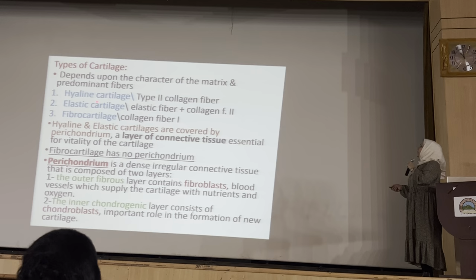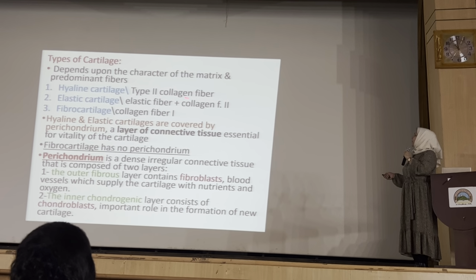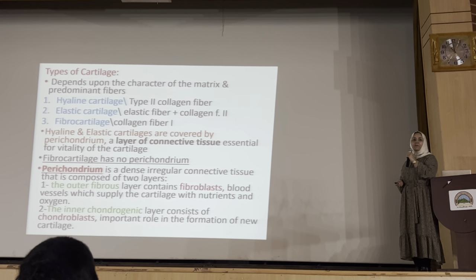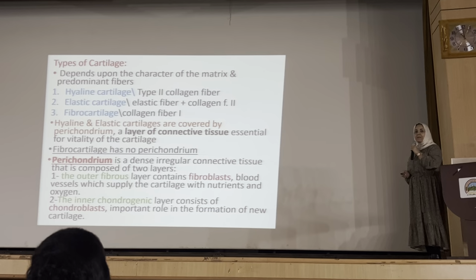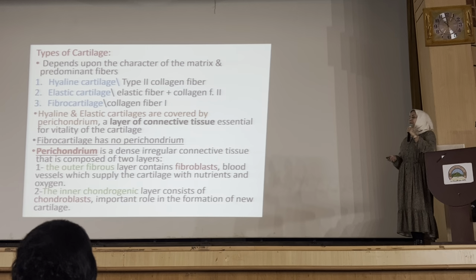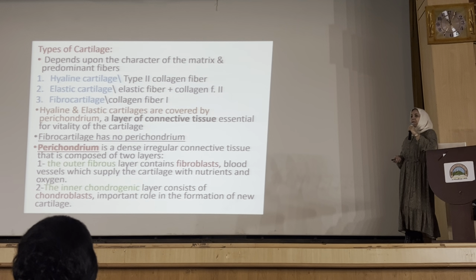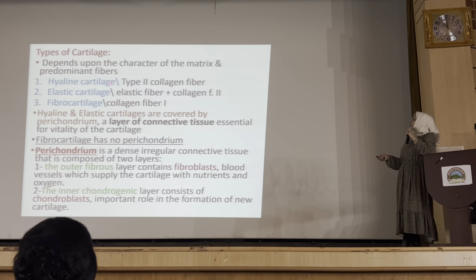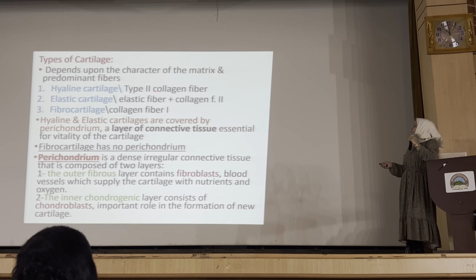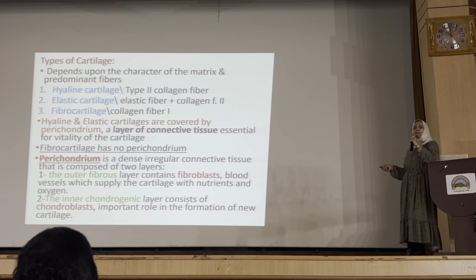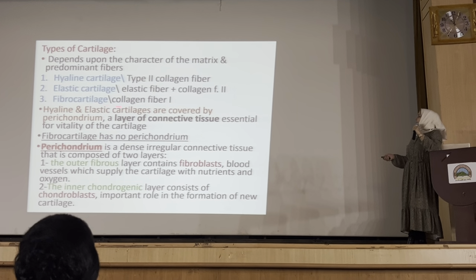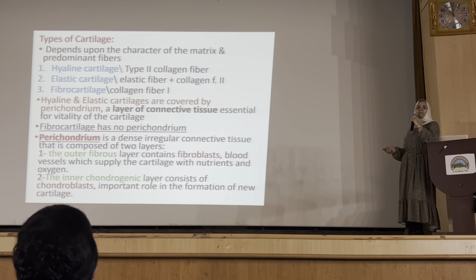For example, in hyaline cartilage the fiber which predominates is type 2. You know there are more than 20 types of collagen fibers, but the commonest ones are type 1, 2, 3, 4. For hyaline cartilage, type 2 is the predominant fiber. Elastic cartilage contains elastic fiber plus some collagen fiber type 2. Fibro cartilage contains collagen type 1.